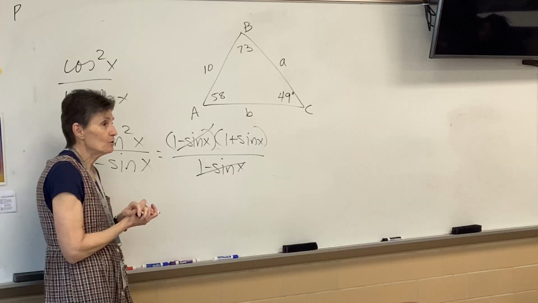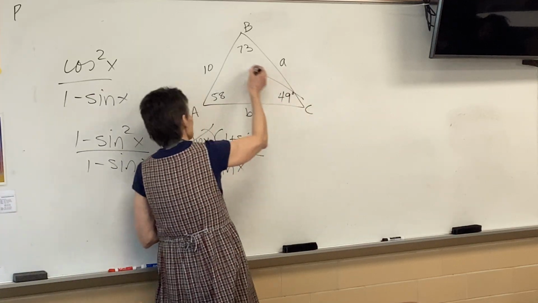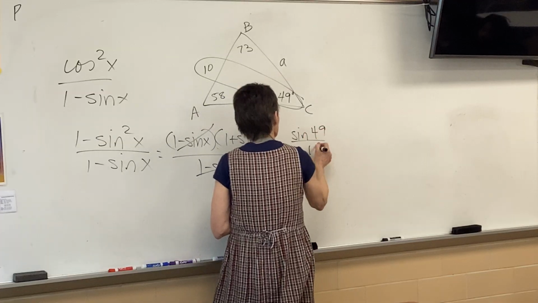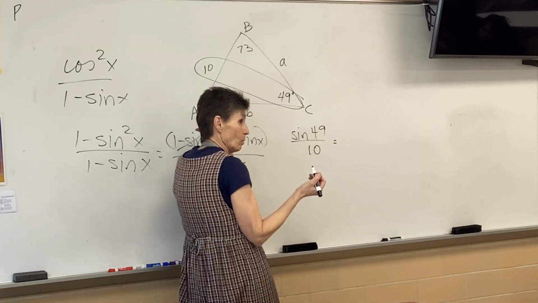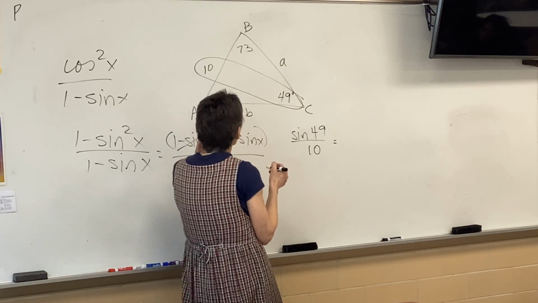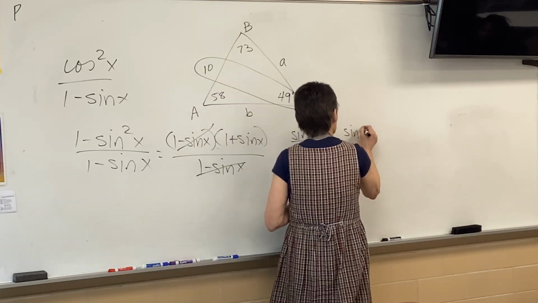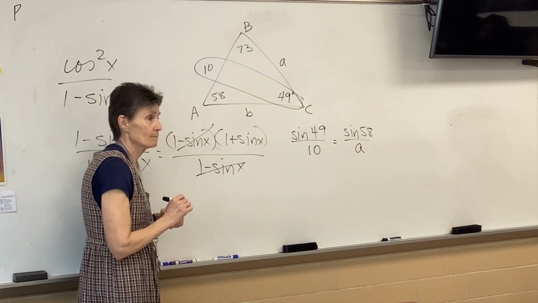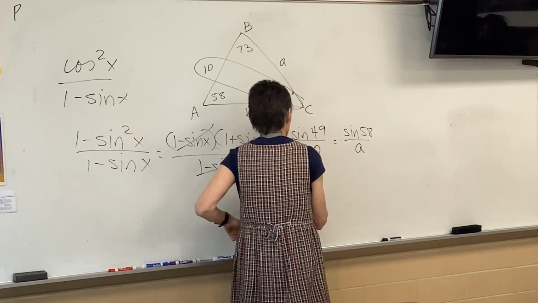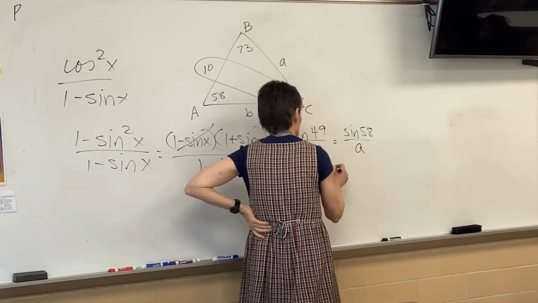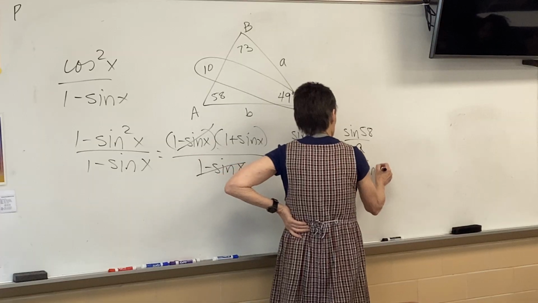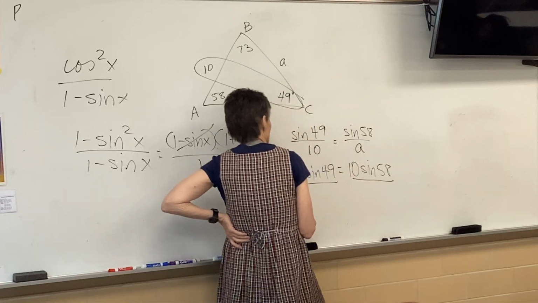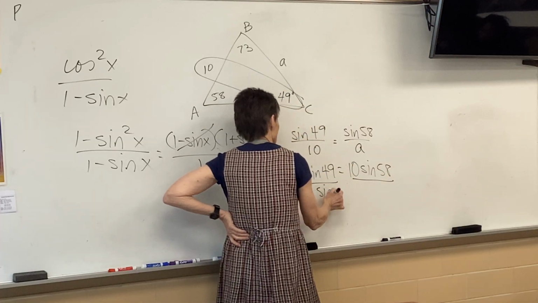Yes, good work, Emma, thank you. Sine 49 over 10 is going to equal, what did you say? Sine 58 over A. So she'll cross multiply. And every time you cross multiply, you're going to divide. What am I going to divide by? Sine 49.